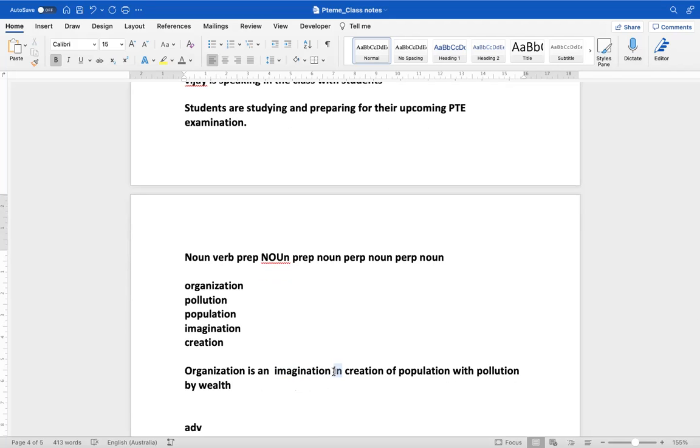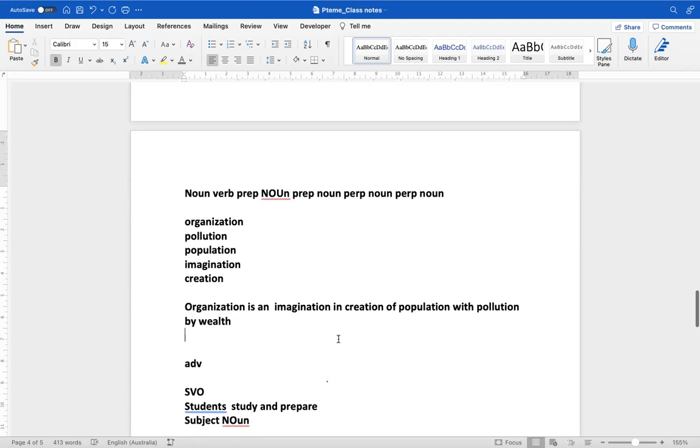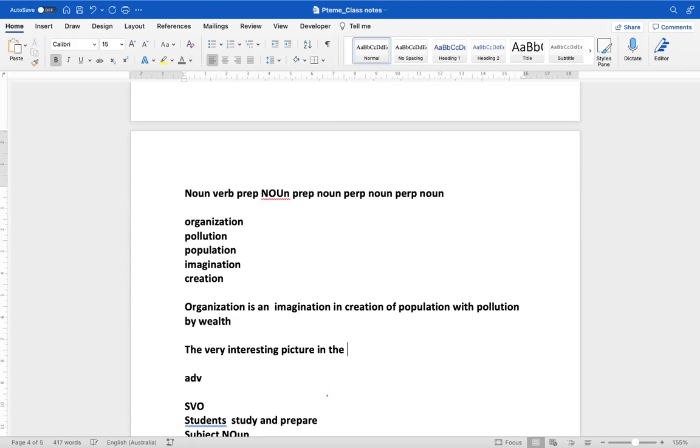So how can this be used in our FIBs? In our FIB, let's say they give you a sentence: the very interesting picture in the gallery. This is my sentence. Let's say they gave you a blank in place of picture. First of all, you have to know the suffixes and the sentence structure. Then you can do it.